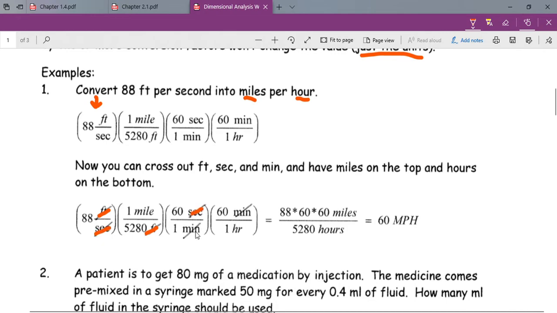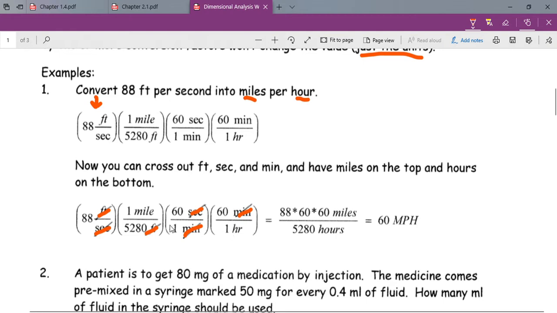But now we have a new problem. We've got minutes here, and we want still to have hours. Okay, so we need to find a way to cancel out minutes. So how many minutes are in an hour? There's 60 minutes in an hour. Those 60 minutes needs to go opposite of that 1. That 1 minute's on the bottom. That 60 minutes needs to go on top, which will leave that 1 hour opposite of that on the bottom. These will cancel, and the units that you're left with are miles per hour.